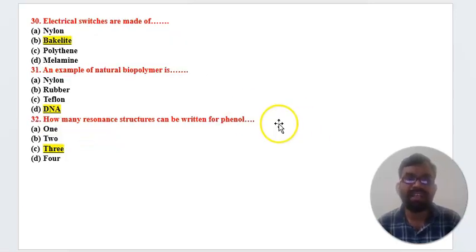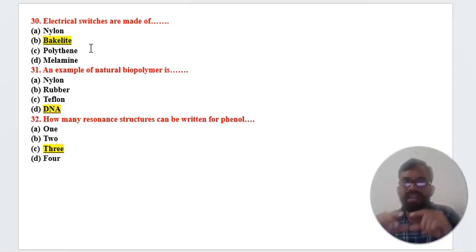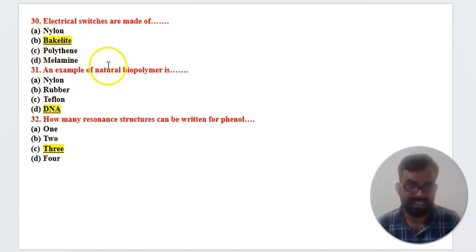Next one you can see the 30th bit. The electric switches are made up of dash. Here 4 options are given: nylon, bakelite, polythene and melamine. Electric switches are made of very rigid stuff; once you bend it, it will break. So these are prepared from bakelite. So C is the right answer.